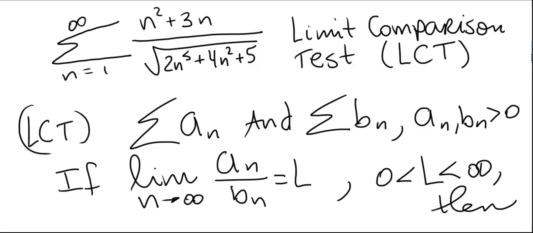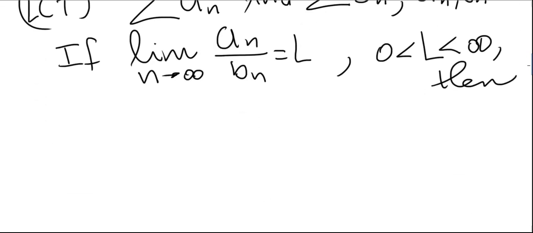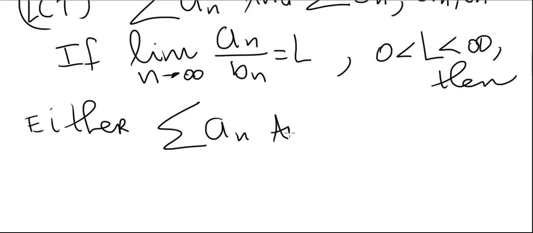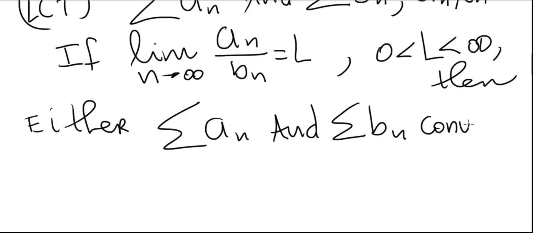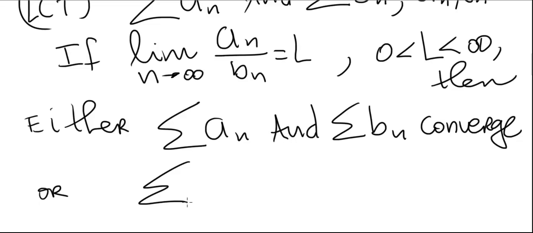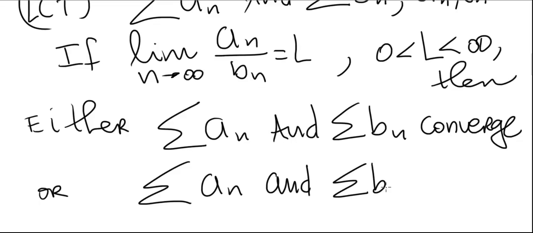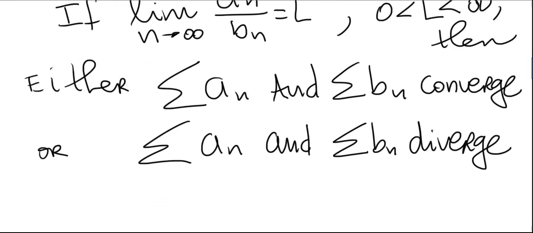the following must be true. Either the series a sub n and the series b sub n both converge, or the series a sub n and the series b sub n both diverge. We cannot have the a_n series converging and the b_n series diverging, or vice versa.